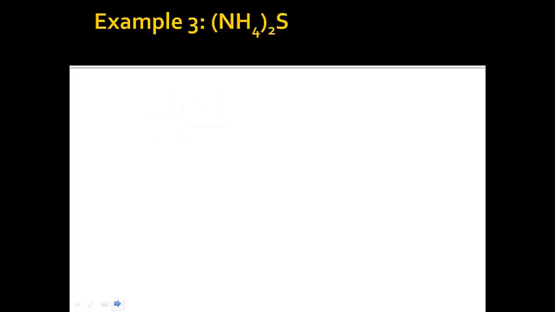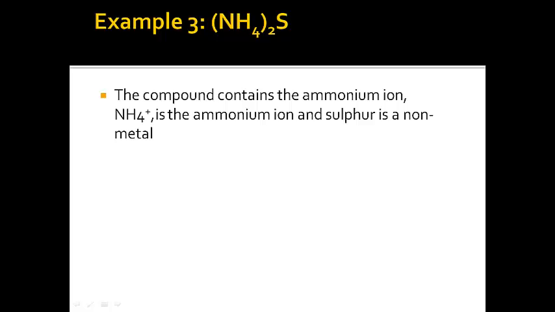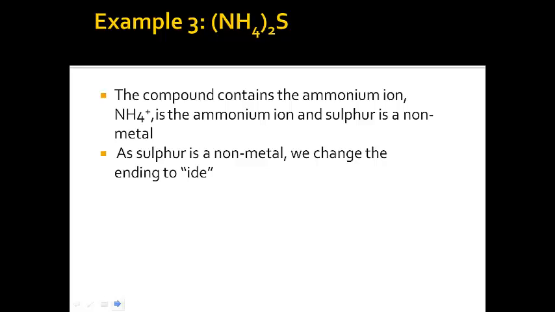And last, here I have (NH4)2S. I'll be able to recognize, using the common ion chart, ammonium and sulfide. As for sulfur, I can look at the periodic table. The compound contains the ammonium ion, NH4+, and sulfur is a nonmetal. It becomes a sulfide ion. So my rule is to change the sulfur ending to IDE, so the sulfur becomes a sulfide ion, and this becomes ammonium sulfide.